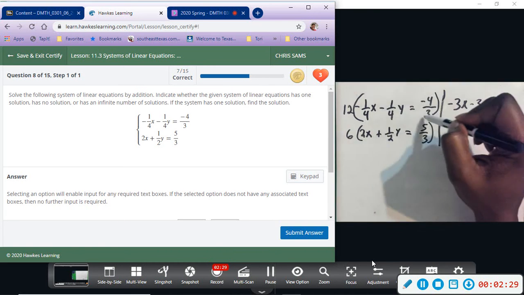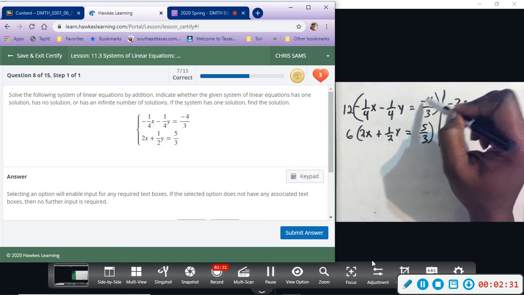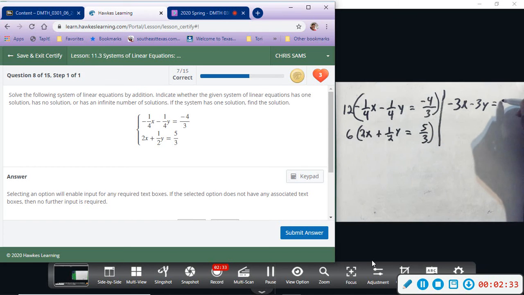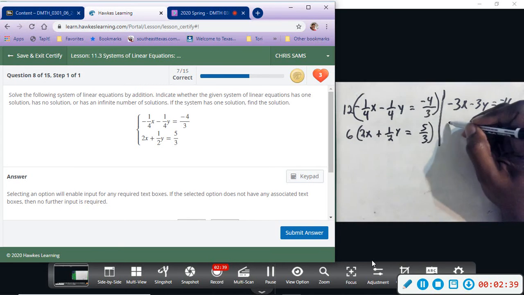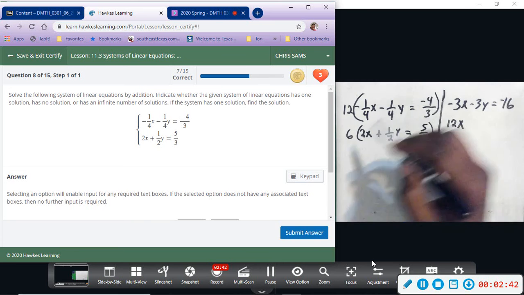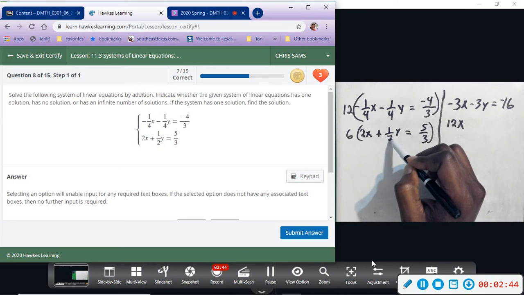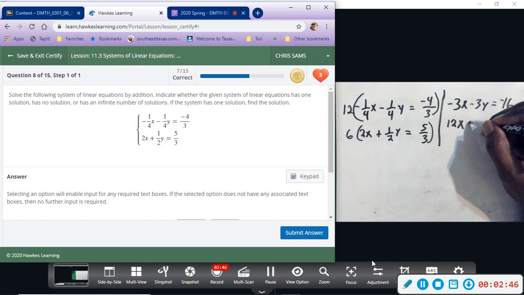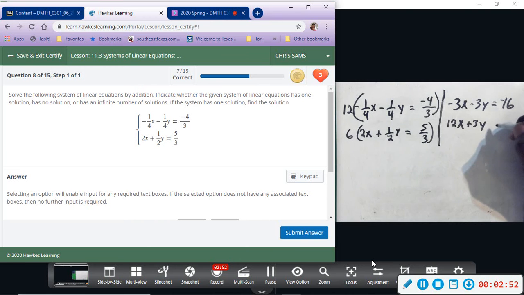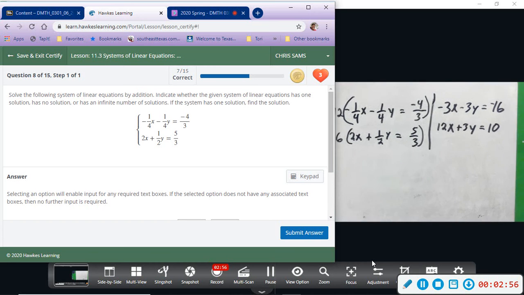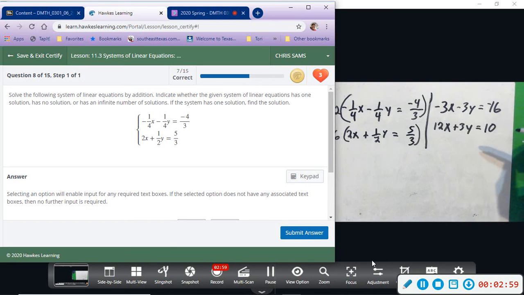This one we're going to divide by 3. We get 4 times negative 4 gives us a negative 16. Alright, multiply by 6, we get 12 positive. Divide by 2, we get 3 times 1, positive 3y. And then divide by 3, we get 2 times 5 is 10. Okay. So here's our new equations with whole numbers.